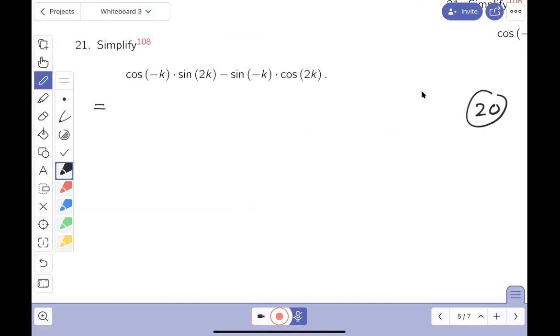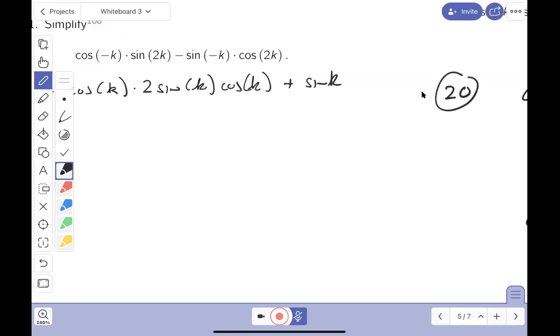The cosine of minus k is cosine of k. It's an even function. The sine of 2k is 2 sine k cosine k. Oh, gee, the sine of minus k is minus sine k. So this is plus sine k. Whoa, they're really killing me here.